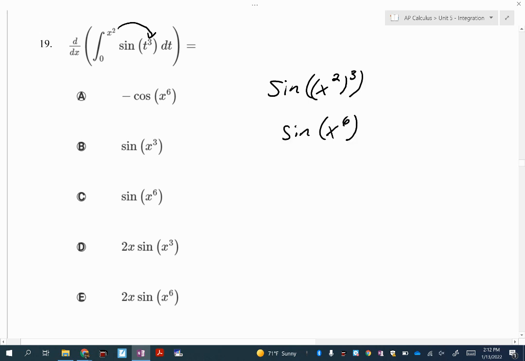But here's the problem, guys, and what people are going to do, they're going to put C as an answer choice, but you're not going to, because you also need to do the chain rule of what you plugged in, which is the derivative of x squared. And the derivative of x squared is 2x. So just organizing it the way that they want, the answer is going to be E, 2x times the sine of x to the 6th power.